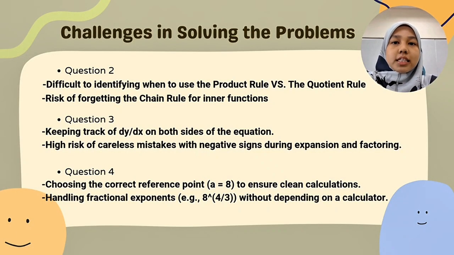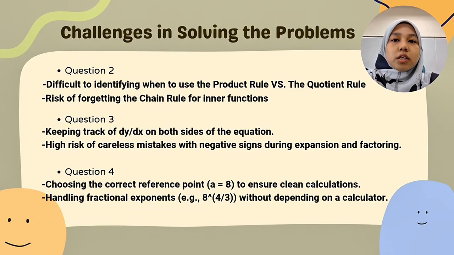However, translating this theory into solving exam problems comes with its own set of challenges. Based on the questions we just solved, we identified three core difficulties. First, in question 2, the challenge is rule recognition. It is very easy for students to accidentally mix up the product rule and the quotient rule, or completely forget to apply the chain rule to linear functions.